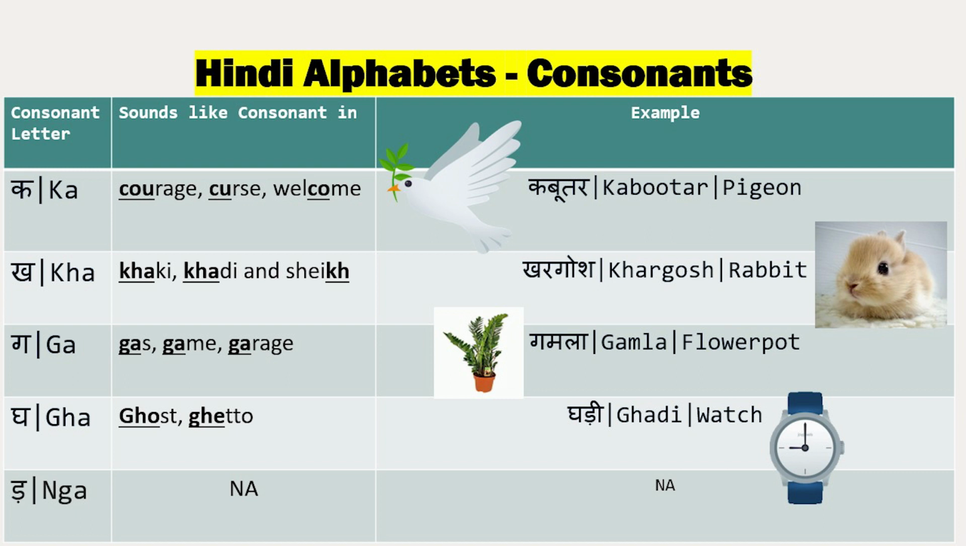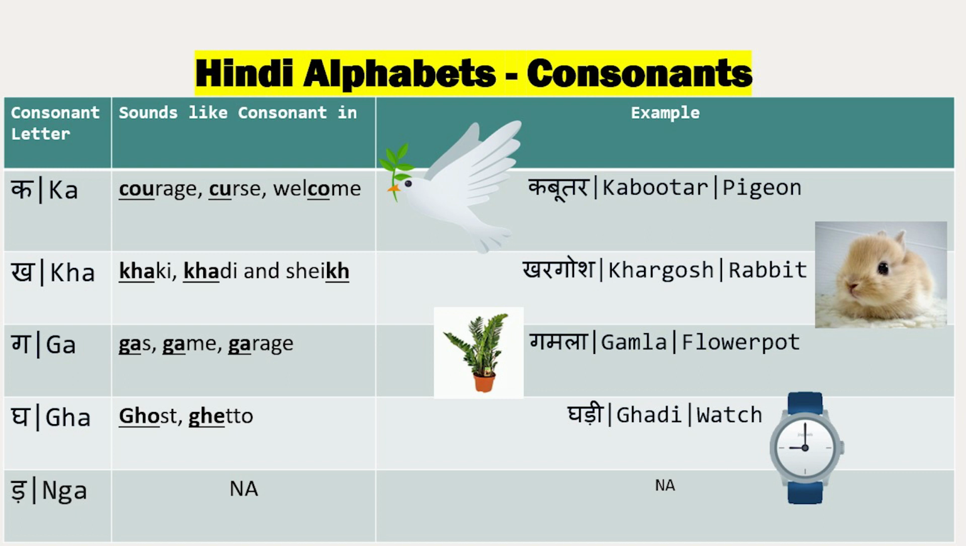The letter g is like how you pronounce gas, game, and garage. The Hindi word gamla, which means flower pot, starts with the letter g. Next letter gh is like how you pronounce ghost and ghetto. The Hindi word ghadi, which means watch, starts with the letter gh.